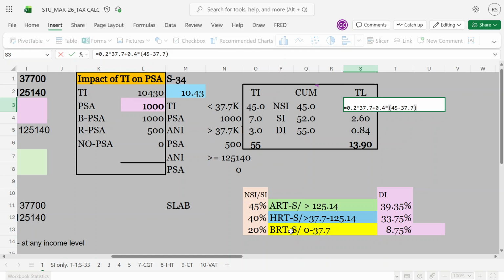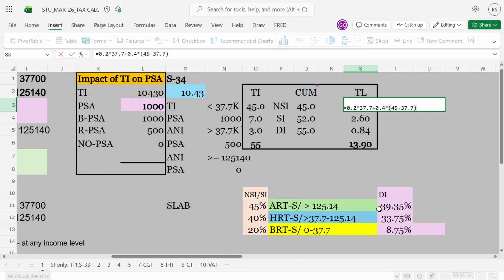For the first 37.7, you apply 20%. But for the balance, he has 45 of NSI, so we're only calculating tax liability on NSI at this stage. We see how much is left of the NSI, 45 minus 37.7, and on that amount he has to pay 40%, right? So it's a blended rate. In answer to your question, it depends on where your taxable income has taken you in these bands. Are you in the first band, second band, third band? Depending on that, your rate will be applied.